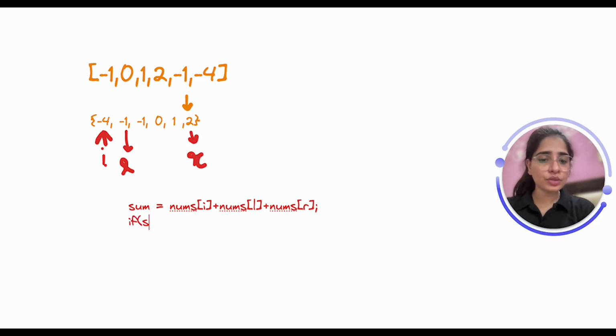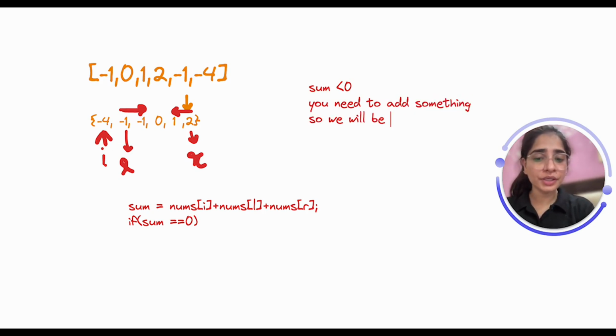If this sum equals 0, then I got the triplet and I'll insert it into the array list which I actually want to return. But if the sum is lesser than what I am expecting, that means I need to add something to the sum. Whenever I'm moving from left towards the right, I'm getting bigger numbers, but whenever I'm moving from right to left, I'm getting smaller numbers. If you are getting a sum which is less than 0, that means you need to add something to make it 0.